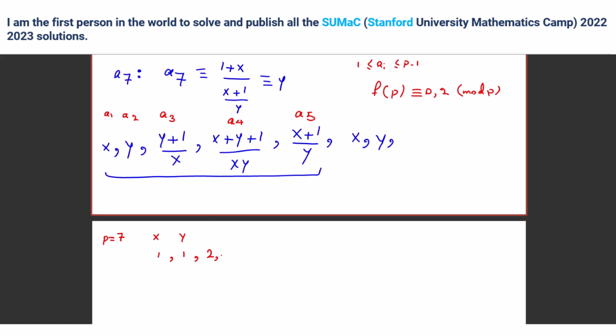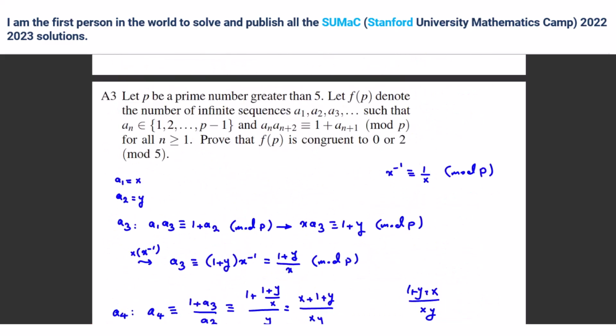Next one is what? 1 plus 1 plus 1, so that's 3 over 1, which is 3. Next one is what? 2. Exactly. Again, 1, 1, 2, 3. So this sequence is good, right? Because it goes to infinity, it's an infinite sequence.